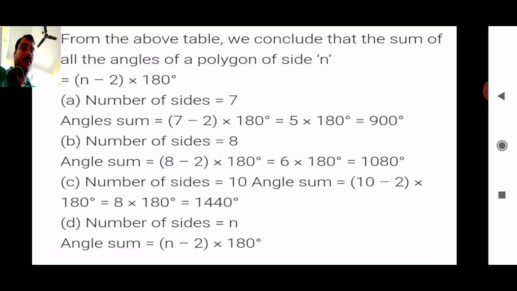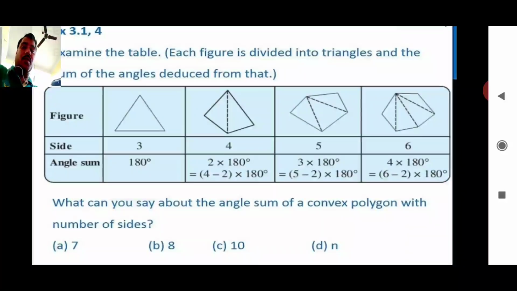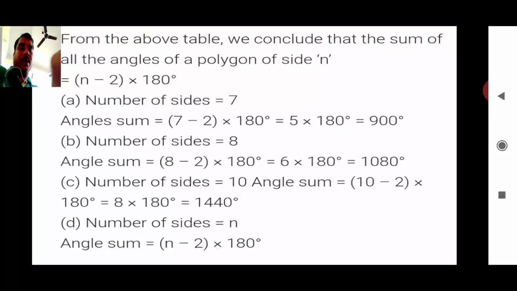Okay, let's see once again this table. N minus 2 into 180, 5 minus 2 into 180, 6 minus 2 into 180. Here 6, 5 and 4, and in a triangle, 3 minus 2 into 180, 1 into 180 equals 180. So the formula is n minus 2, or we generalize this formula: n minus 2 into 180. Okay, here n minus 2 into 180.